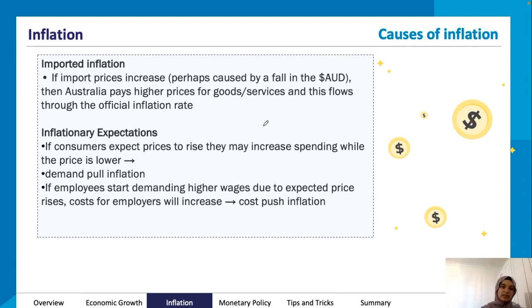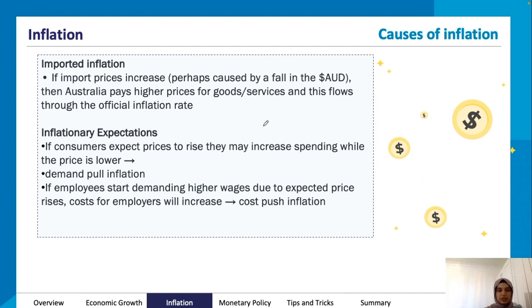Then Australia pays more. Let's say I'm buying a shirt from, I don't know, Italy or something, and the price has gone up because the Australian dollar has fallen, then I will have to pay more because the euro is worth more. Then that's still inflation because I, as an Australian consumer, am still paying more for that good because there's been a general increase in the price of goods and services, or in this case, a good, which then passes on to the official inflation rate figure. So yeah, hopefully that's making sense with imported inflation.